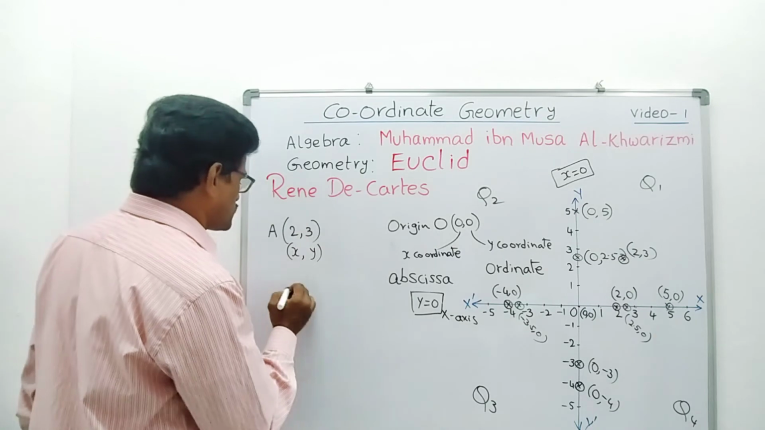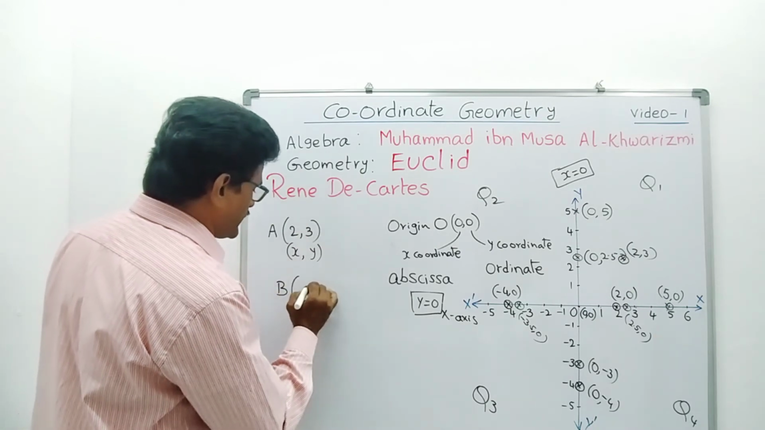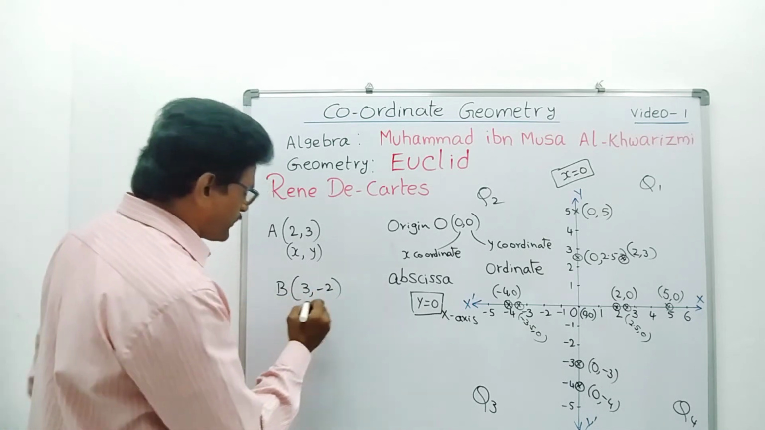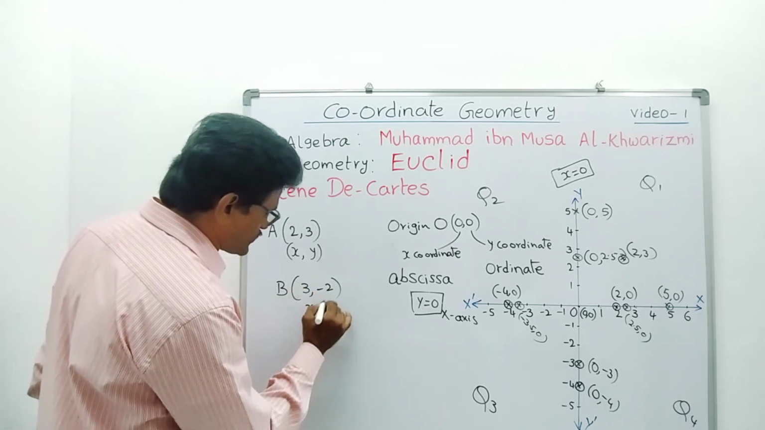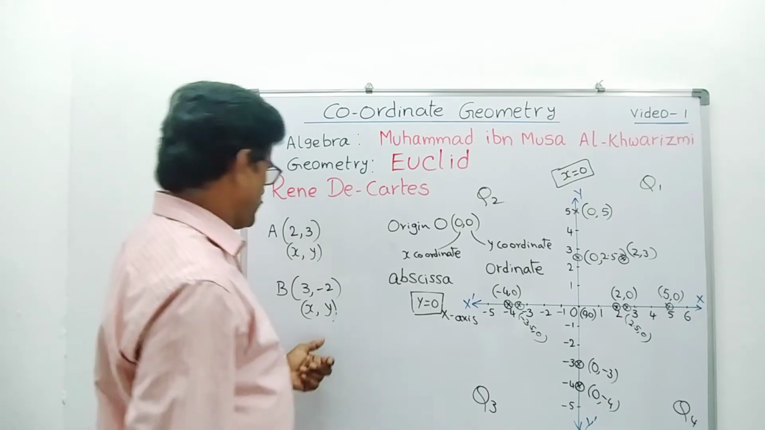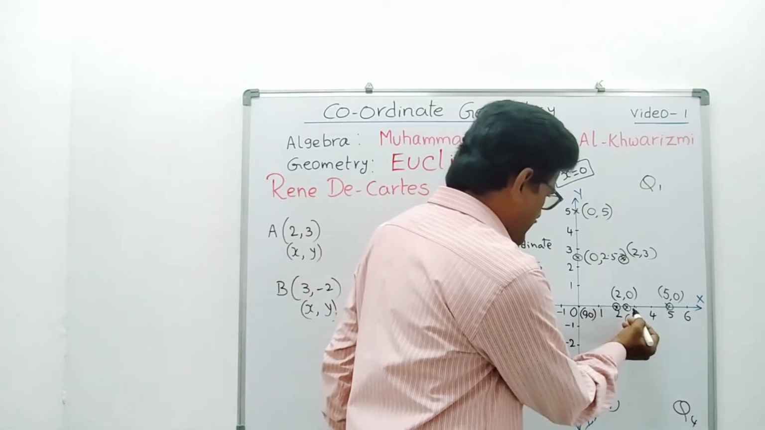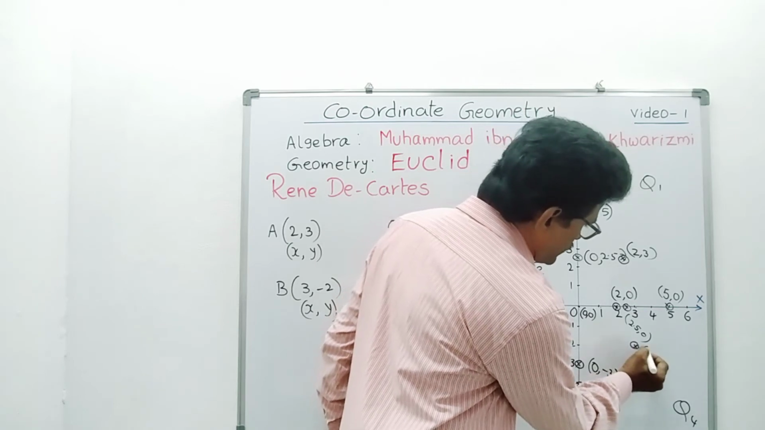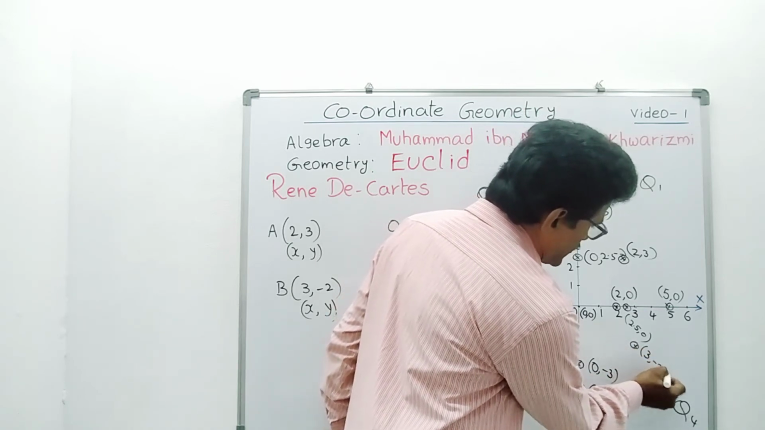Now suppose B point is there, that is 3 comma minus 2. How to represent 3 and minus 2? First one is x value, next one is y value. See, first 3, move right side 3, downside minus 2. Okay, this is the location of 3 comma minus 2.